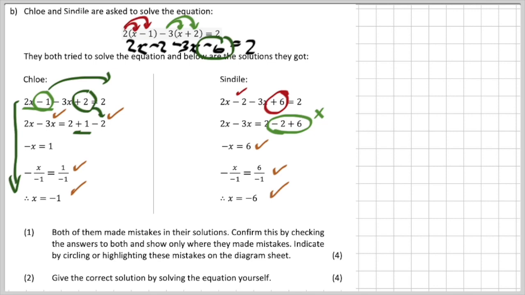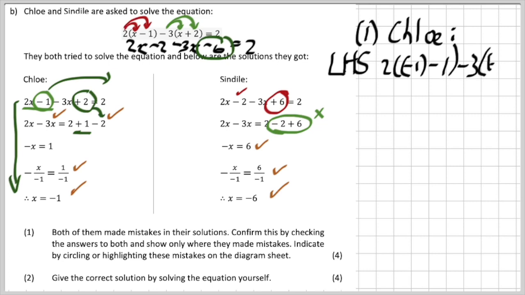Both of them made mistakes in their solutions. Confirm this by checking the answers to both and show only where they made the mistakes. So let's look at the first part of the question. Chloe got x to be negative 1. Let's check by substituting into the left-hand side, replacing x with negative 1: we get negative 4 plus 3, which gives me negative 1.